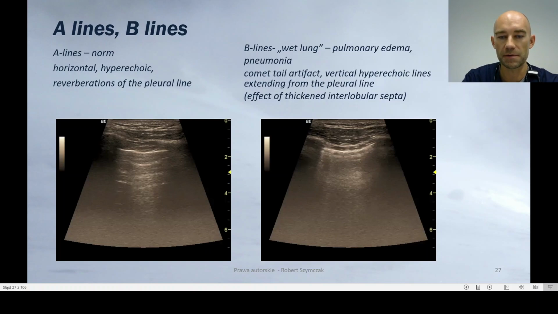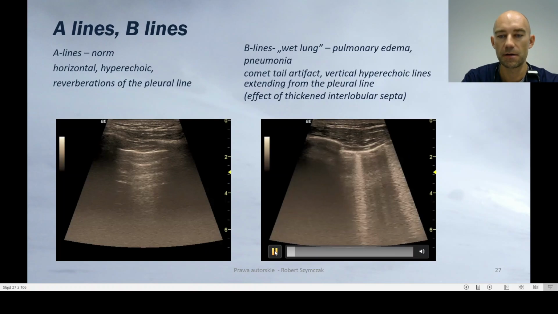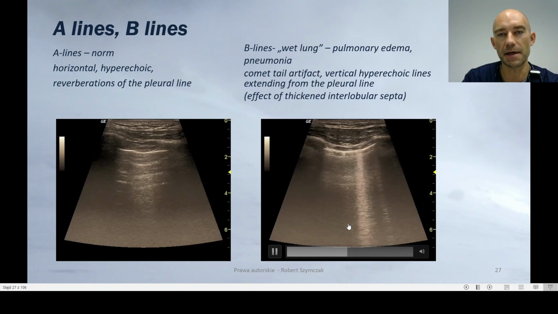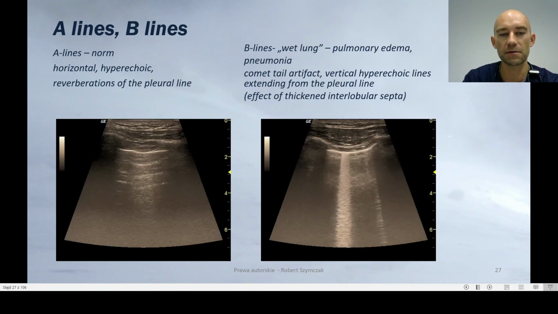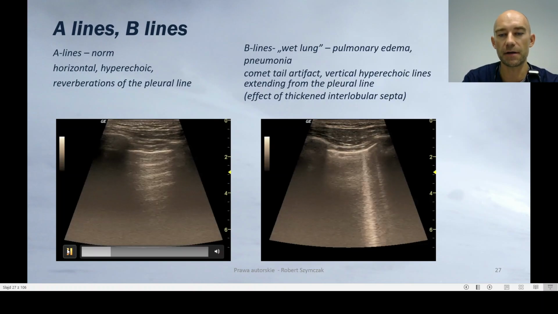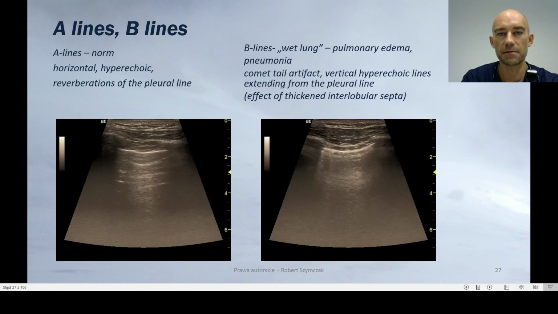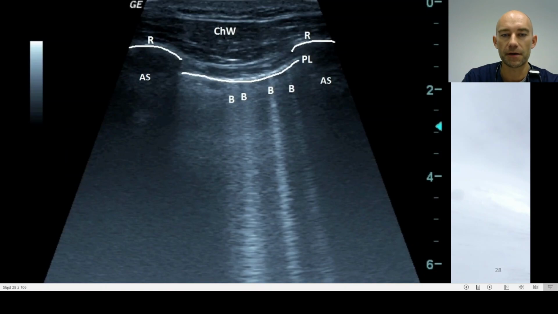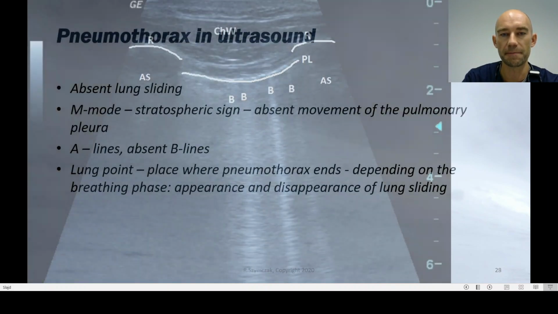So maybe one more time, I will show you B lines. Those vertical ones. So it's quite, I would say, easy to differentiate between the horizontal lines and vertical lines, okay? So it's quite different. Here is the picture of the B lines. There should be at least 3 B lines to diagnose that the B lines are the problem, and with that we've got, for example, pulmonary edema.